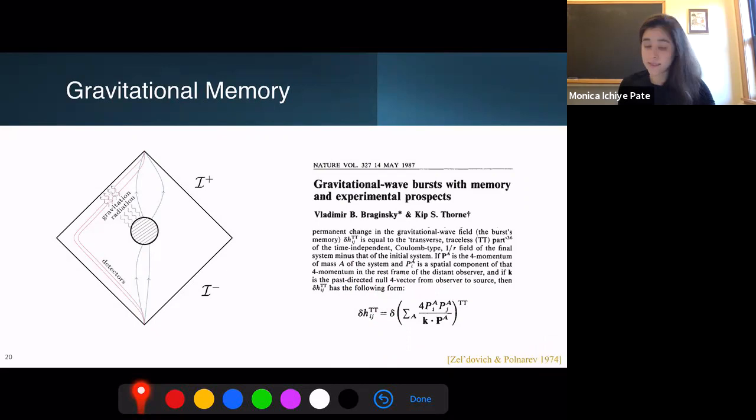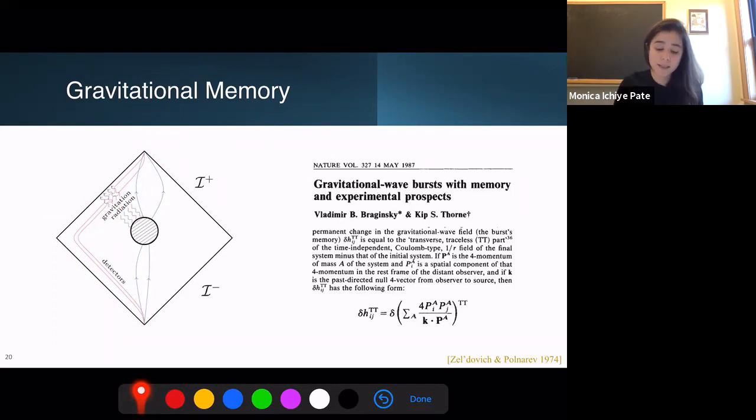Back in 1974, Zeldovich and Polnarev gave the original explanation for how a pair of inertial observers could measure this permanent shift in the metric. The basic idea was to consider the effect of a burst of gravitational radiation on the trajectories of the pair of inertial observers. Before encountering the burst, the pair will remain at fixed relative separation from one another. As they pass the gravitational wave, it will cause the distance between them to oscillate, but after they've traversed it, they will again find themselves at fixed relative separation from one another.